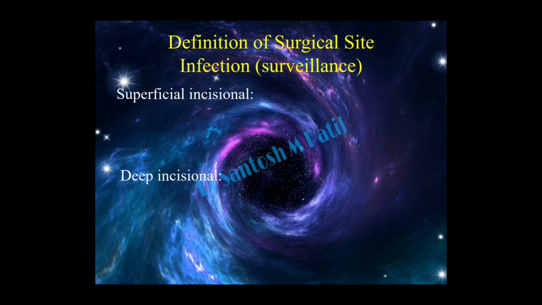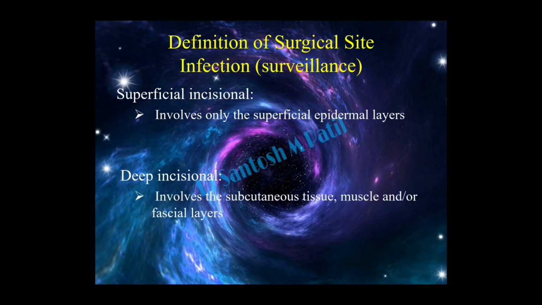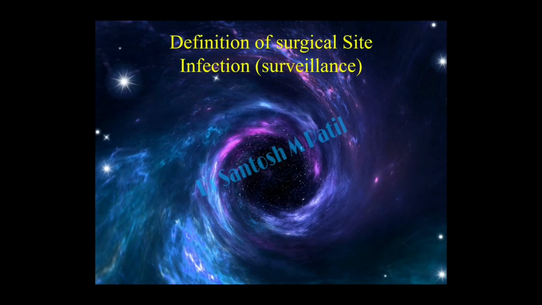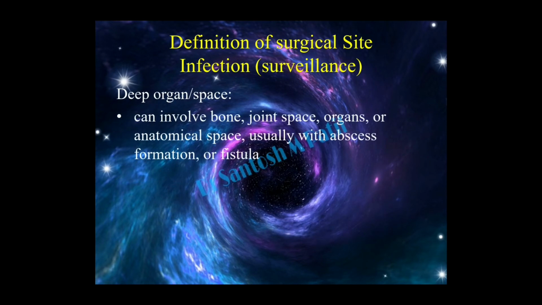So there are certain surgical site infections depending upon the different site. There are three types: superficial incisional, deep incisional, and deeper organ specific. Superficial incisional infection involves only the superficial epidermal layers, means the infection is limited to the superficial epidermal layers. Deep incisional is the infection that usually limits to the subcutaneous tissue and muscular compartment or maximum fascial layers. Deep or organ specific can involve the organs. If a laparotomy has been done and there is an intra-abdominal abscess collection post-operatively, then those are usually termed organ specific or deep space infections.